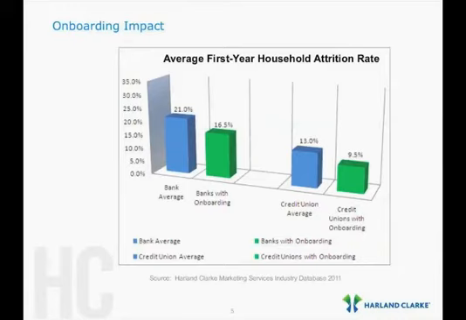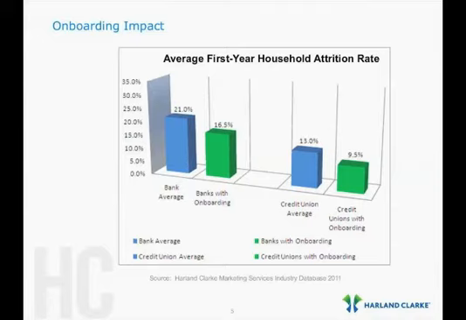During these difficult times, how can onboarding impact earnings? Well, let's take a look. Based on data from our Harlan Clark proprietary industry database seen here, and individual client program experience, we have seen attrition improvement as one of the most consistent impacts realized from the implementation of an onboarding program. For credit unions, their average first-year household attrition stands at approximately 13%. However, credit unions that are executing an onboarding program have seen their first-year household attrition rates average between 9 and 10%.